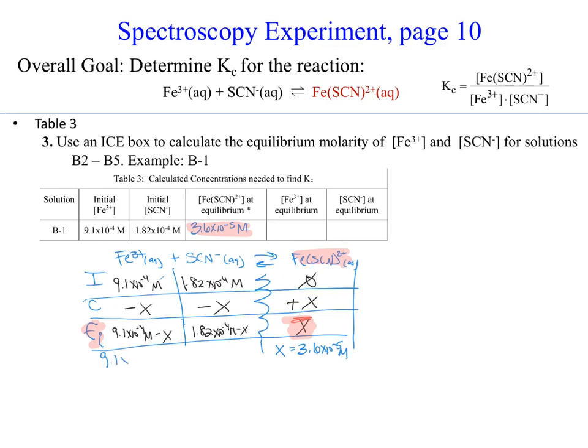So now that I know my value of X, I can say X equals 3.6 times 10 to the negative fifth molar, and I can solve for the equilibrium molarity of the other species. So iron would be 9.1 times 10 to the negative fourth molar minus 3.6 times 10 to the negative fifth molar, and you put that into your calculator. SCN- is 1.82 times 10 to the negative fourth molar minus 3.6 times 10 to the negative fifth molar. And you'll do the same process for all of the other B solutions. For the report, I want you to give one example ICE box. Do not use B1 since I did that for you. Go ahead and use B2 or 3 or 4 or 5.